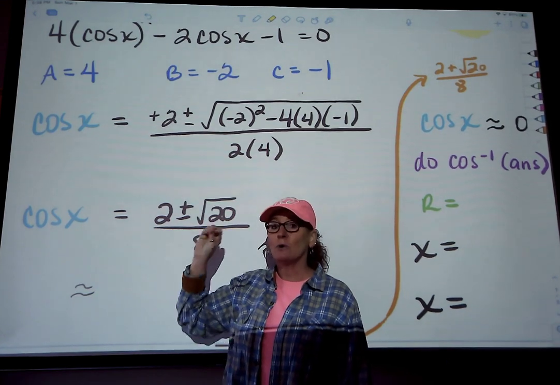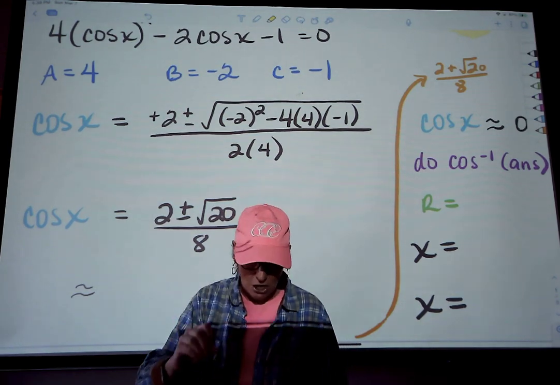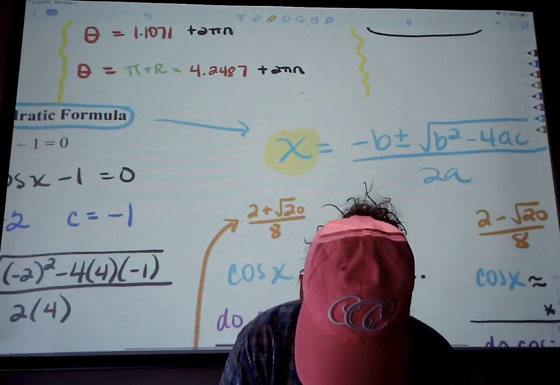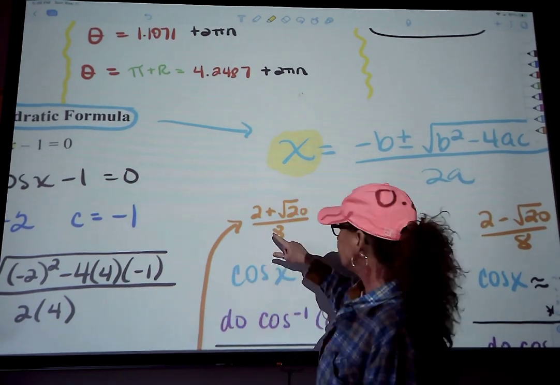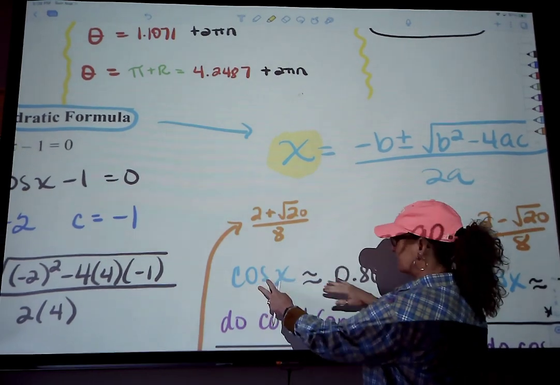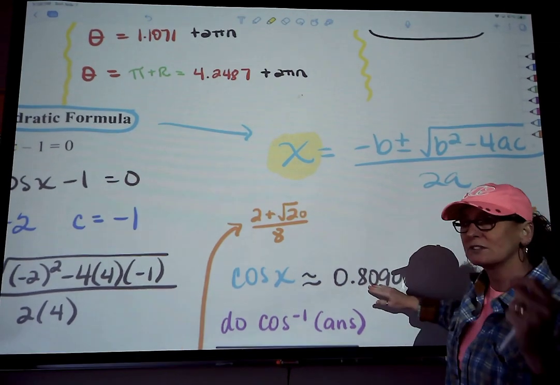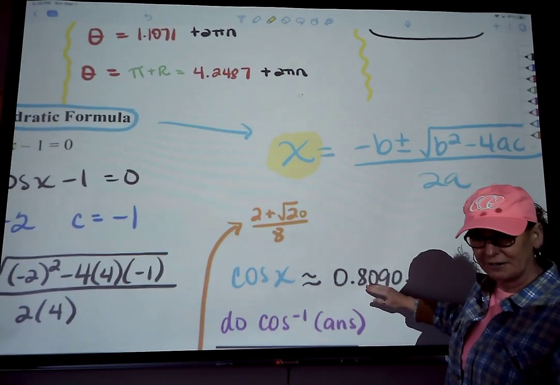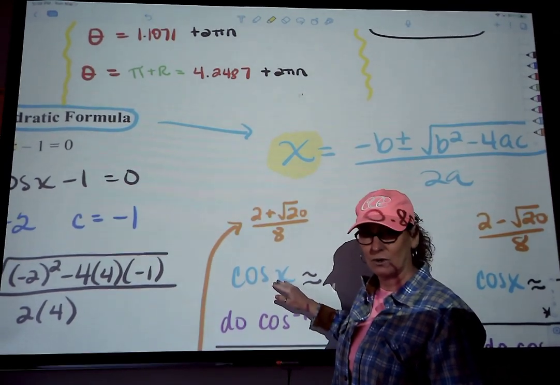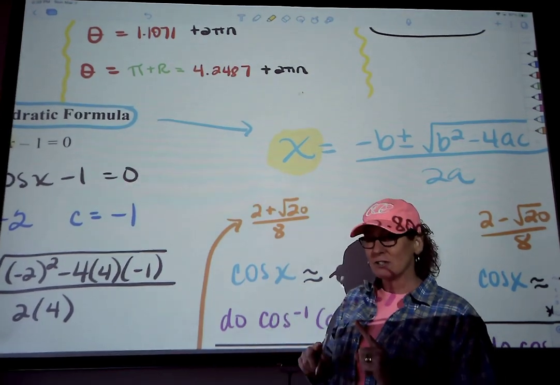Let me say it again. Those yucky decimals are my cosine fractions. So let's work on the 2 plus version. Ready? Let's do the 2 plus version. So, 2 plus radical 20 over 8. I get cosine of x equals this, which as a decimal is approximately this. This is my cosine fraction. I want the angle, okay? So you do a cosine inverse on your calculator.